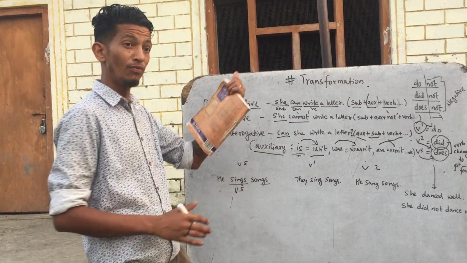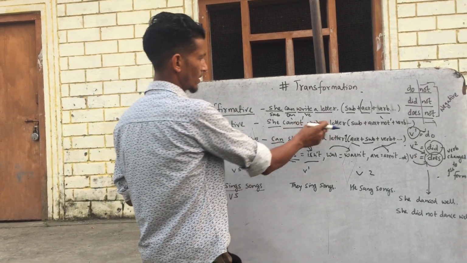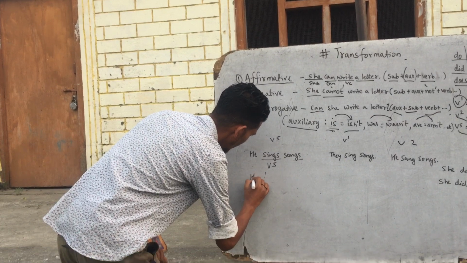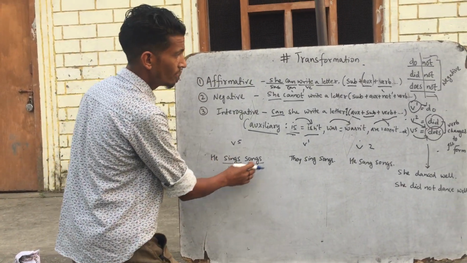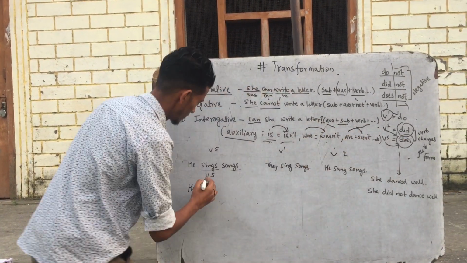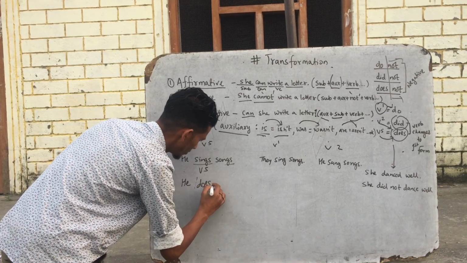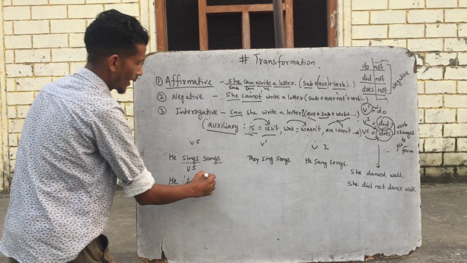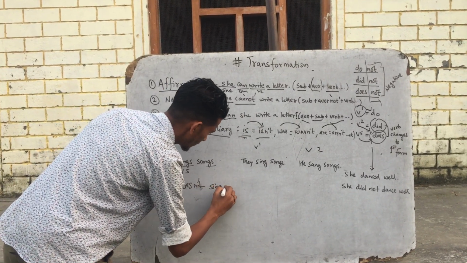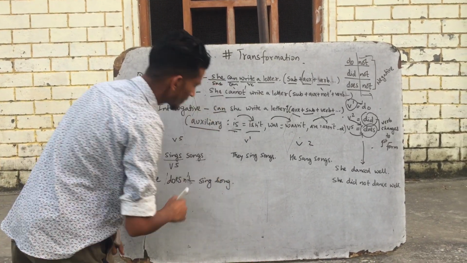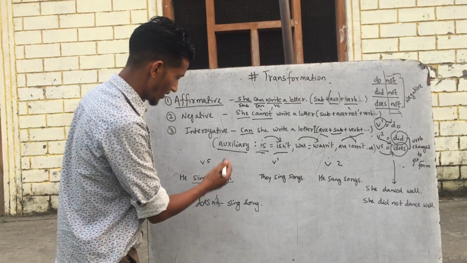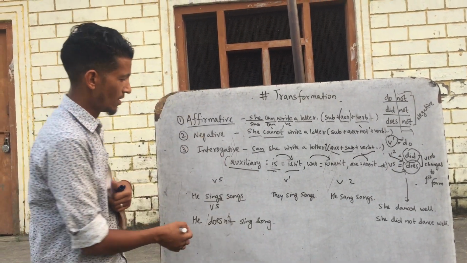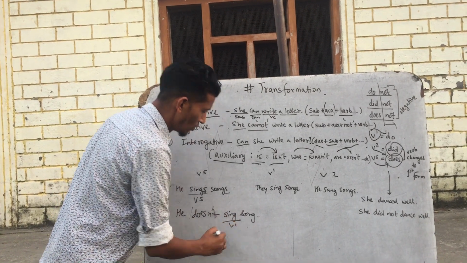So let me apply the formula over here. Let me try to convert it into negative form. It says subject plus auxiliary plus not plus verb. So I will write, he, V5, what do I need to write? Does. Does not, or you can write doesn't. Then sing song. You can see a difference. Here I have written sings, V5, but I have changed it over into V1.